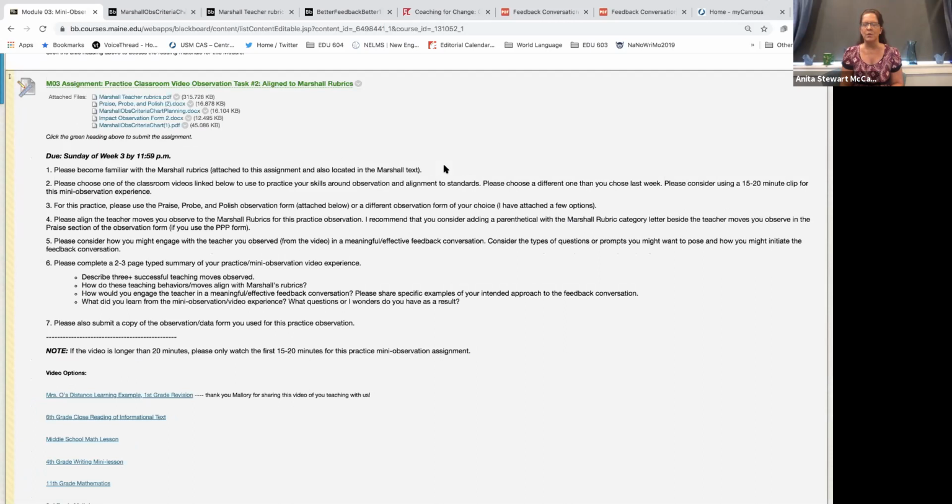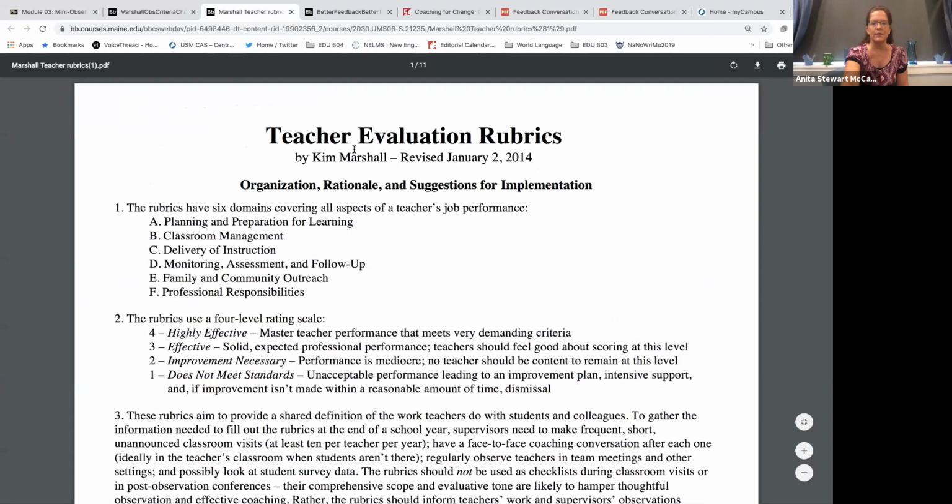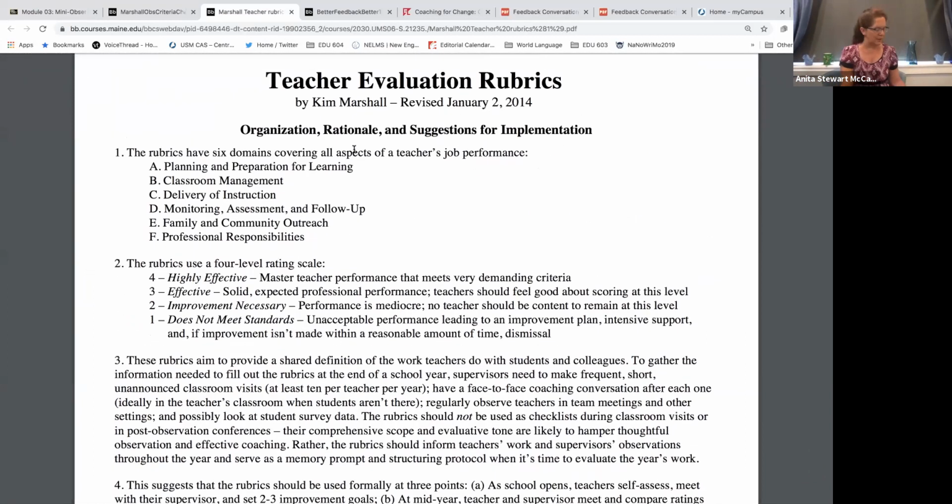And then we're going to think about how we might be able to use observation tools as we're watching a practice video in order to get a sense of that alignment process, kind of that dance between what we're observing and the rubric, and how we might help to use that as a way to guide our feedback conversation as we move along. All right, so these are Kim Marshall's teacher evaluation rubrics.